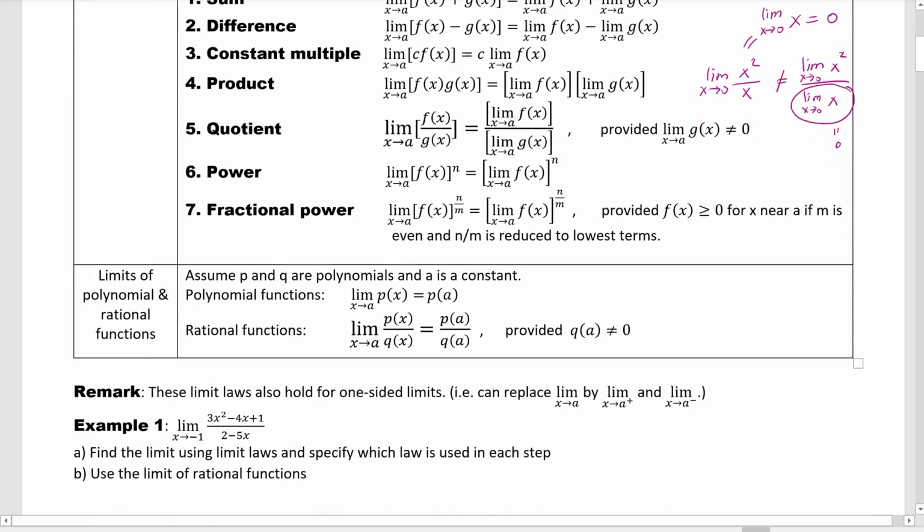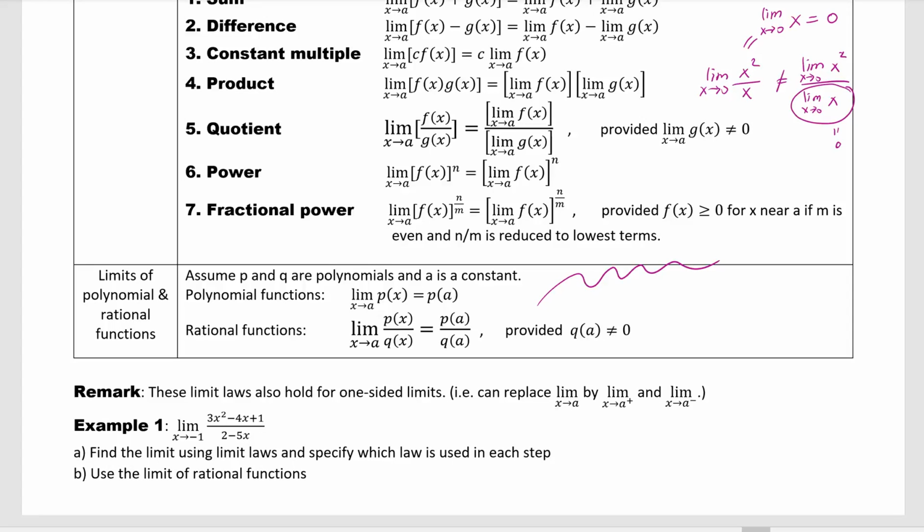So here are the limit laws, and now the limits of polynomial and rational functions. Assume p and q are polynomials and a is a constant. Then for polynomials, the limit of p of x equals p of a, because a polynomial, when we draw it, is continuous. That's why when we evaluate the limits, we can just plug the number into the function. It's similar with rational functions, but you have to be careful: the denominator cannot be 0.